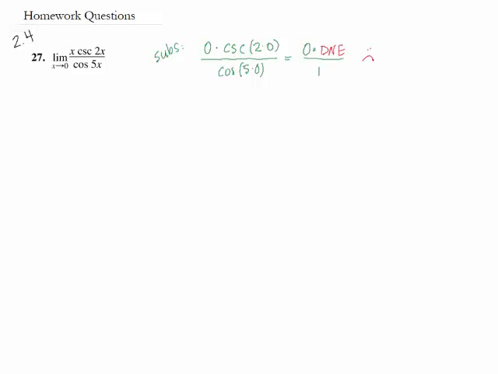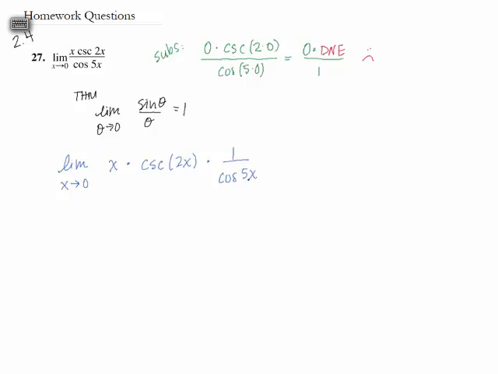If we can use the squeeze theorem, the limit that we derived from the squeeze theorem, the limit as theta approaches 0 of the sine of theta over theta is 1, maybe we can expose this limit. So let's try to rewrite the function, the limit as x goes to 0. Let's break up the parts. This is x times the cosecant of 2x times 1 over the cosine of 5x.